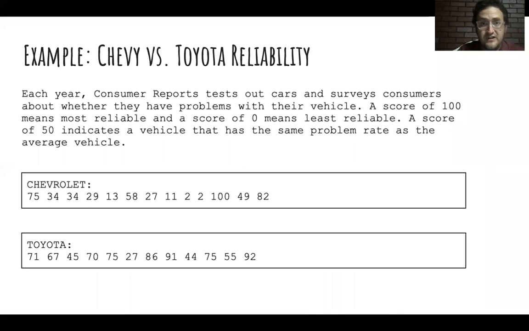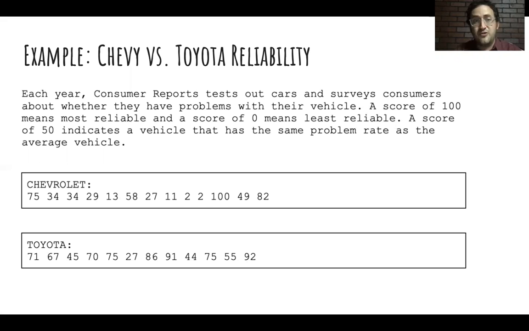So I'm going to run us through a sample exercise here and give you some ideas about what you should be doing with your own data sets. So we're going to look at the Chevy versus Toyota reliability. Where this comes from is a magazine called Consumer Reports. Consumer Reports tests cars, but they also survey consumers about whether they have problems in their vehicle or not. So somebody may have a Toyota Camry and they fill out a survey about whether they've had problems with that Toyota Camry.